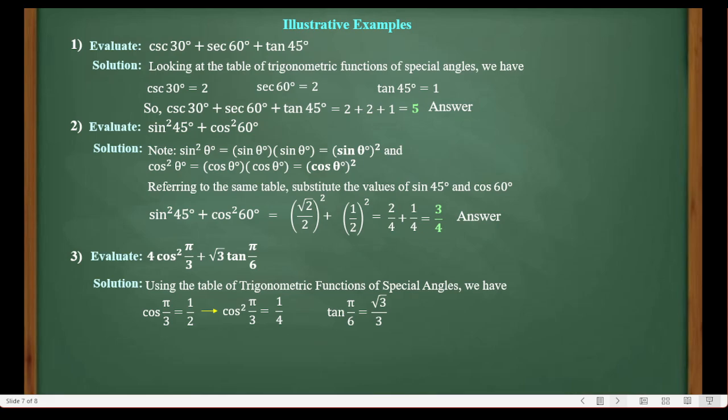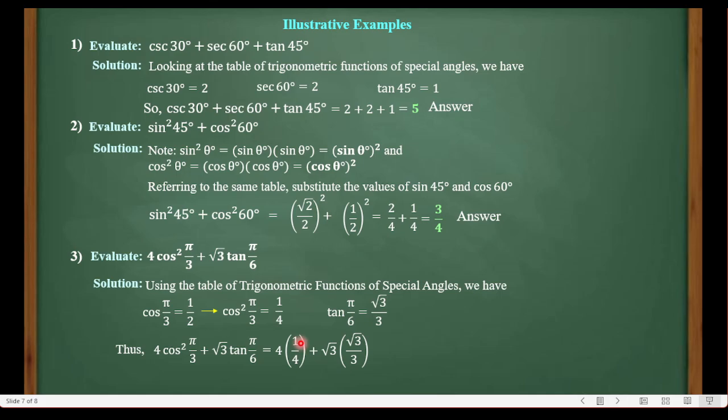Next, for tangent pi over 6, that is square root of 3 over 3. No need to square this one. Okay. So 4 cosine squared of pi over 3 plus square root of 3 tangent of pi over 6. Okay, 4. Then replace cosine squared of pi over 3 by its value 1/4. You square 1/2, that is 1/4, plus square root of 3 times square root of 3 over 3.